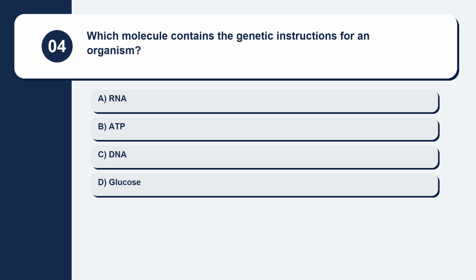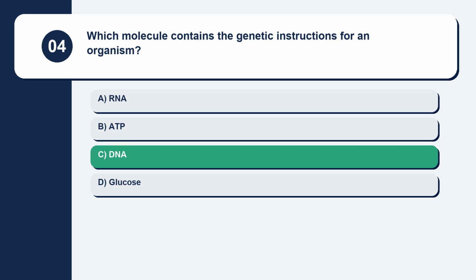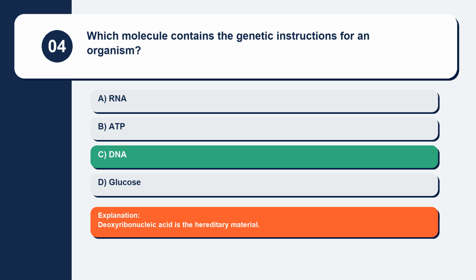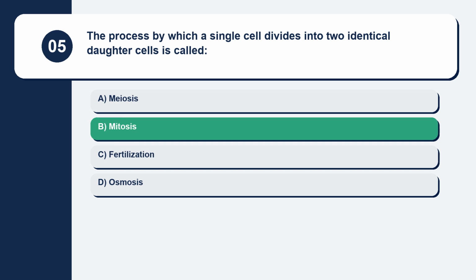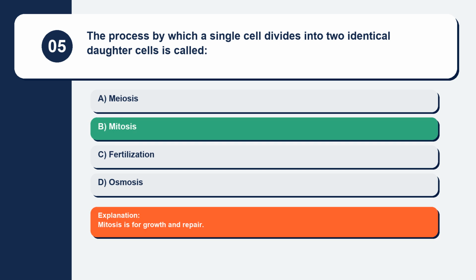Question 4. Which molecule contains the genetic instructions for an organism? RNA, ATP, DNA, glucose. Deoxyribonucleic acid is the hereditary material. Question 5. The process by which a single cell divides into two identical daughter cells is called meiosis, mitosis, fertilization, osmosis. Mitosis is for growth and repair.